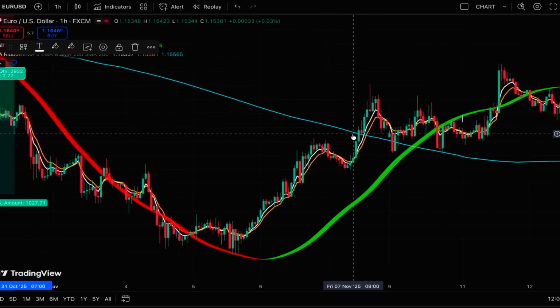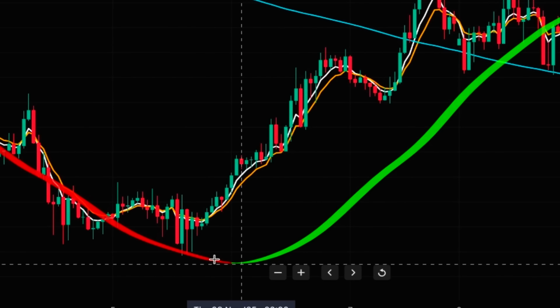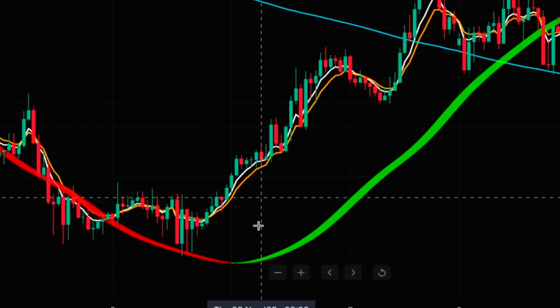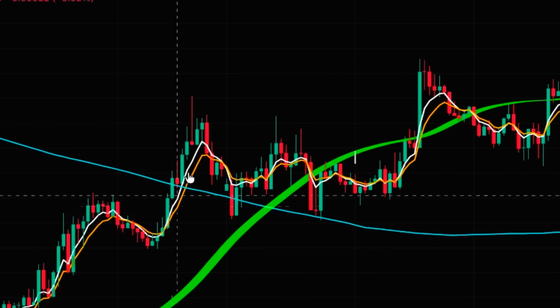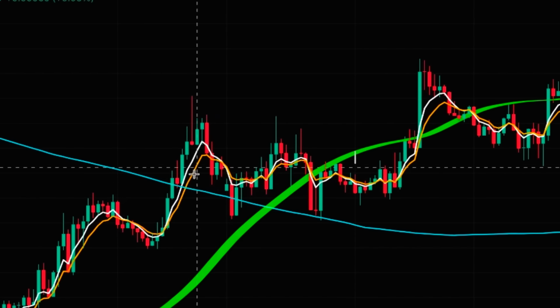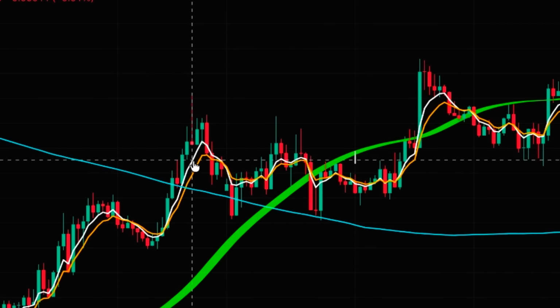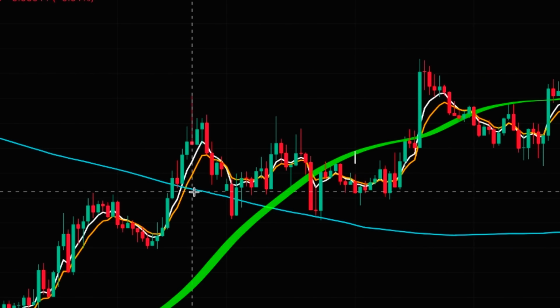In a long position setup, in the first step, we want color changing of the whole moving average from red to green. In the next step, we want the price, the orange line, and the white line, 3 of them, above SMA 200, the blue line. For example, here, when this candle is closed, you can see that the orange line, the white line, and the price action, 3 of them are above SMA 200, the blue line.